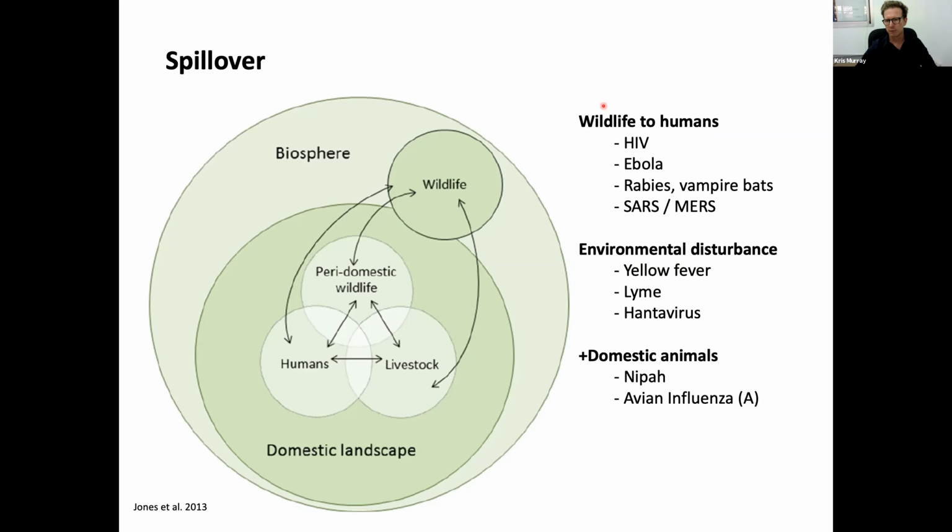So some examples that I've got here, some pathogens that have moved from wildlife into humans include HIV, Ebola, rabies, and more recently SARS and MERS coronaviruses. Some of the diseases are more associated with the disturbance of these systems, and that could include yellow fever, Lyme disease, and hantavirus. And then there are other diseases that also include this domestic animal or livestock component, so something like Nipah virus, which is transmitted from megabats through pigs into people.